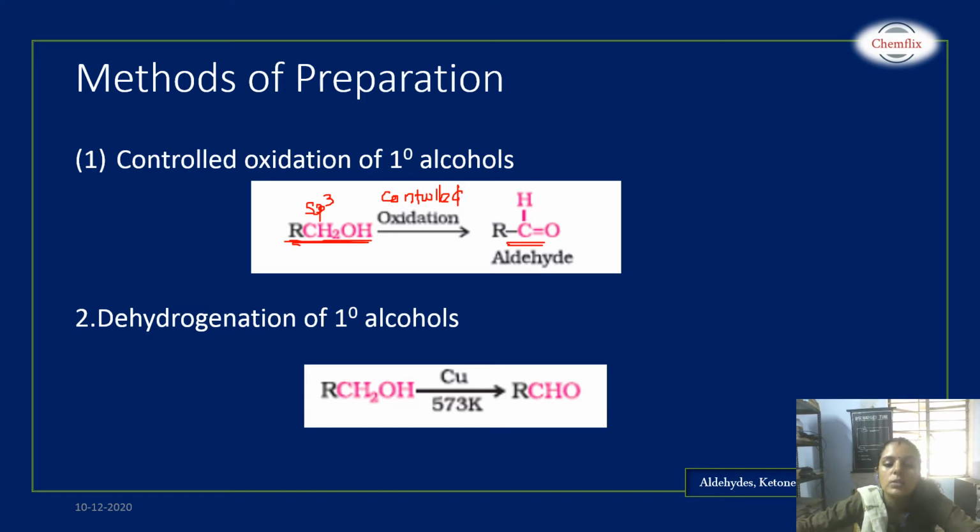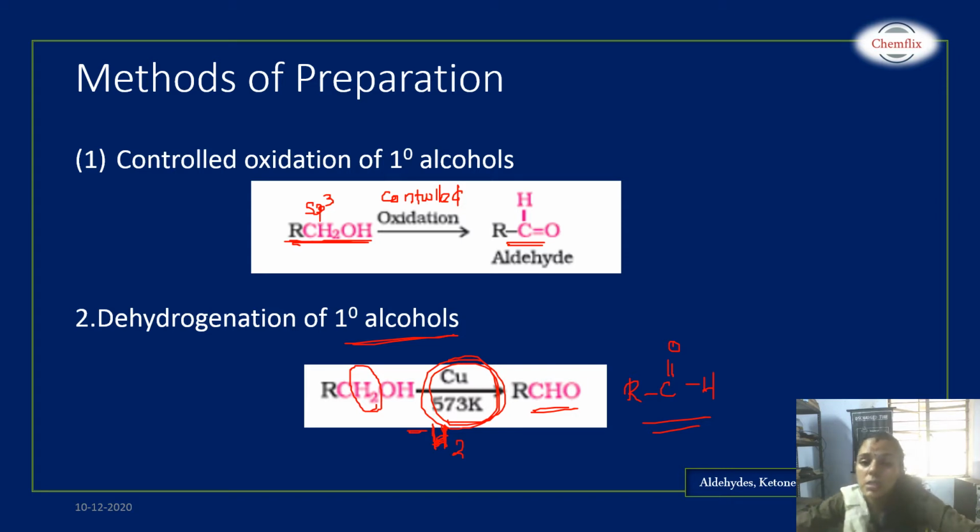Next is the dehydrogenation of primary alcohol. That means we are removing a hydrogen molecule from RCH2OH. What you will get is R C double bond O H, that is what is called RCHO, our aldehyde. You can conduct dehydrogenation of the primary alcohol in the presence of copper at 573 Kelvin, and then also you will get an aldehyde.